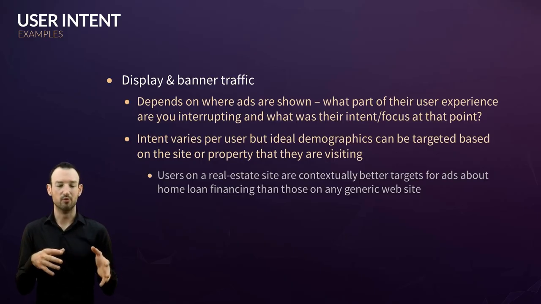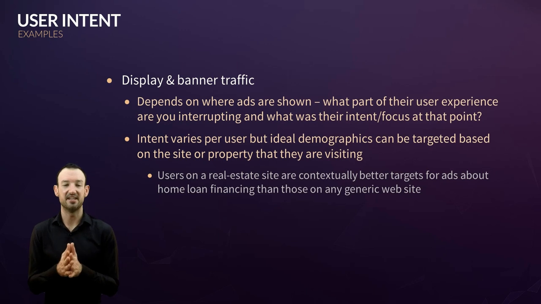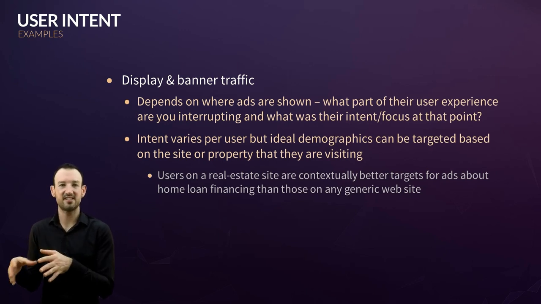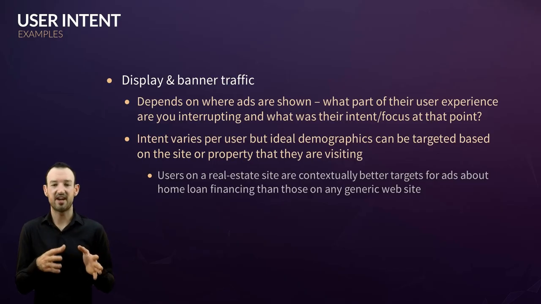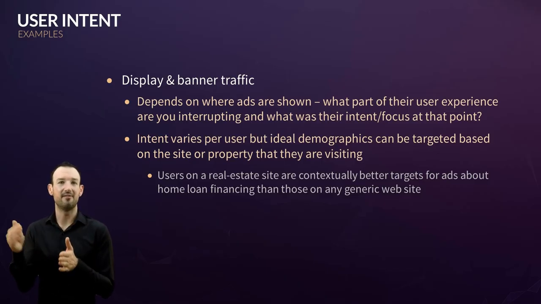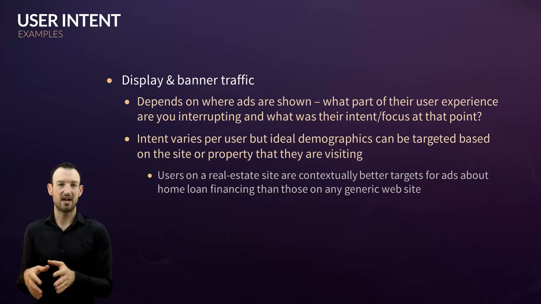So for example, users on a real estate site are contextually going to be better targets for ads about home loan financing, and users on that real estate site may on average fit into a specific demographic, like male and female, generally 25 to 40, for example. So you get demographic and contextual cues that affect user intent.